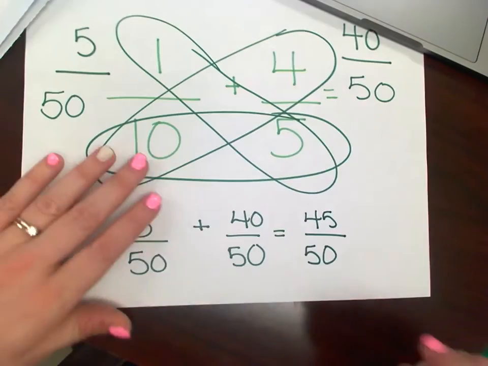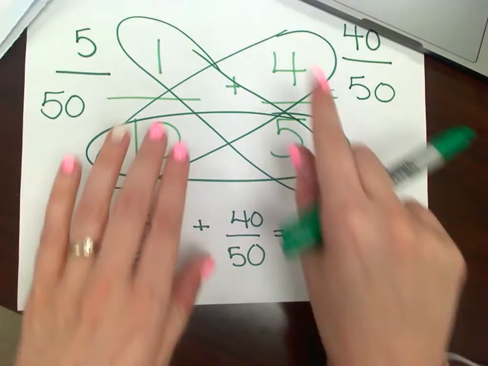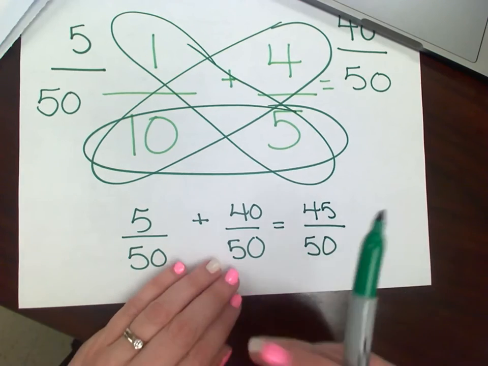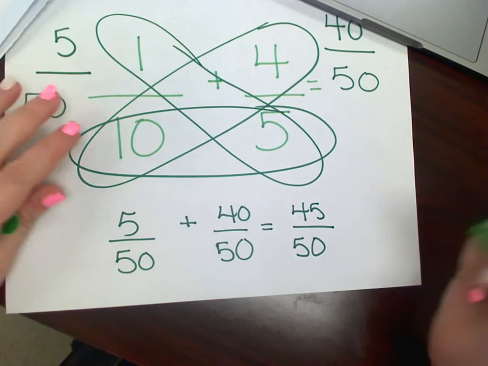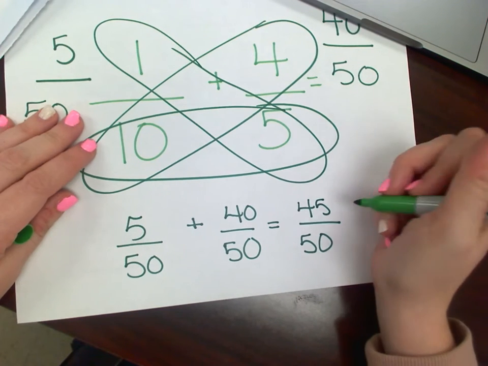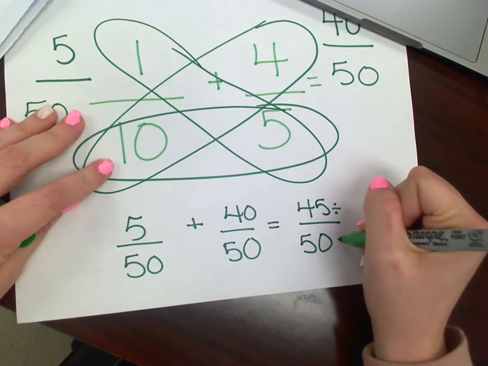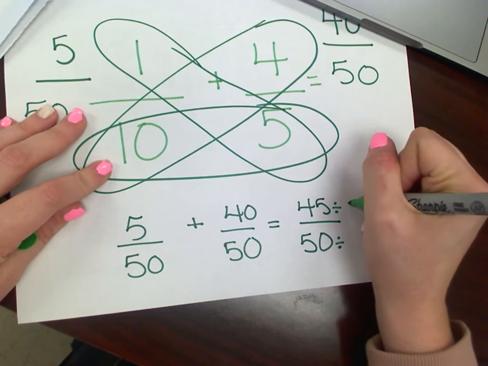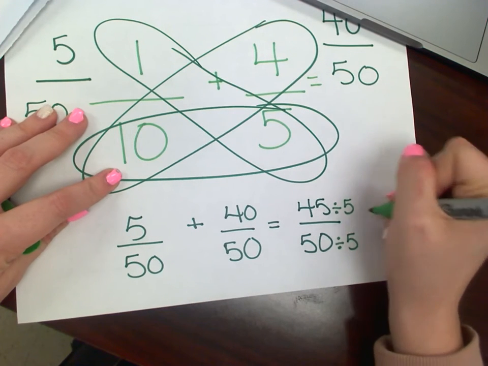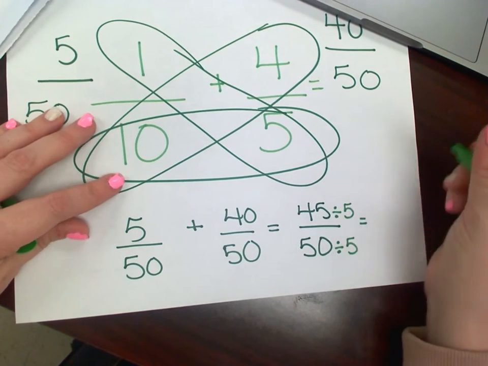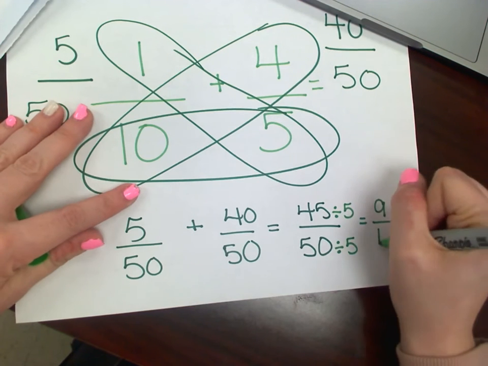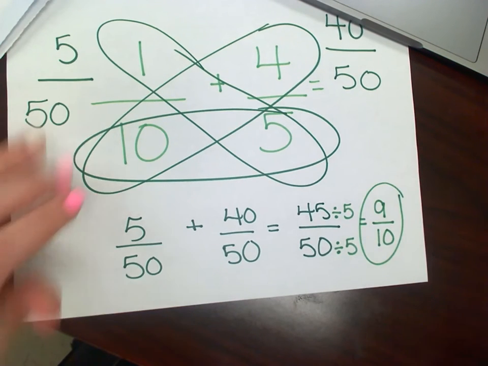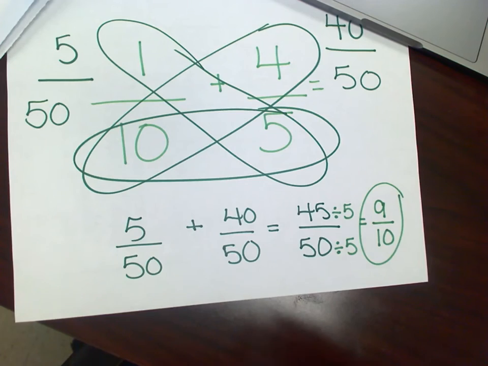So when we do the butterfly method, a lot of times our numbers are going to come out really big like this, and we have to just simplify, simplify, simplify until we get the most reduced version. So I'm thinking these are both divisible by 5. 45 and 50 are both multiples that we see on our 5 times table. 45 divided by 5 is 9. 50 divided by 5 is 10. So our simplest form is 9/10.